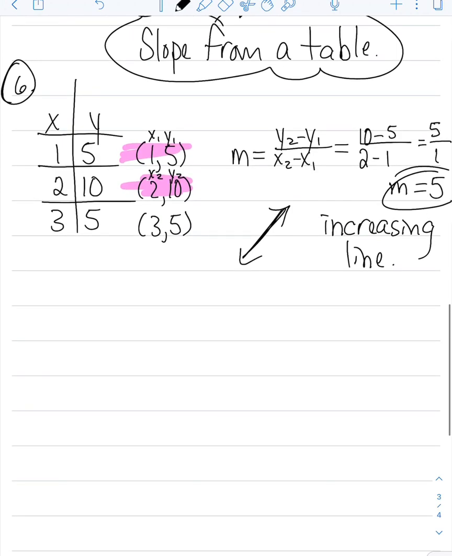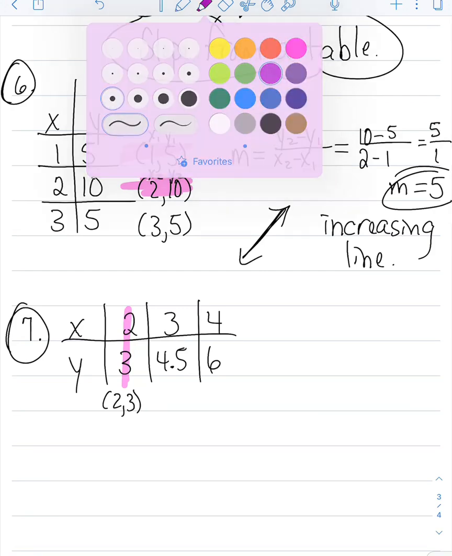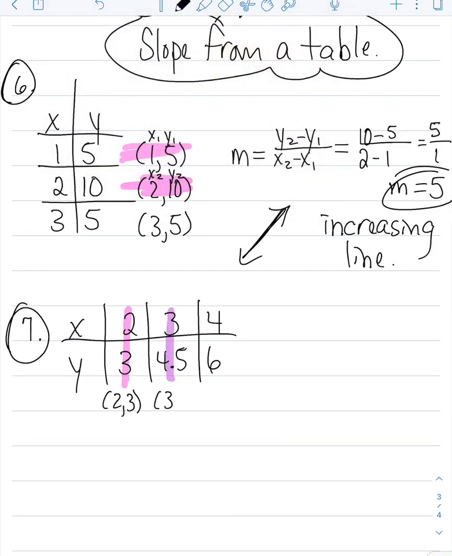And let's try one last table. Sometimes your tables look like this. I have 2, 3, 4 for my x's, and 3, 4.5, and 6. This point right here, remember points are x, y, that's (2, 3). This point right here is (3, 4.5). That's how we read or interpret our table. And this point right here is (4, 6). Pick any two to use to find your slope.